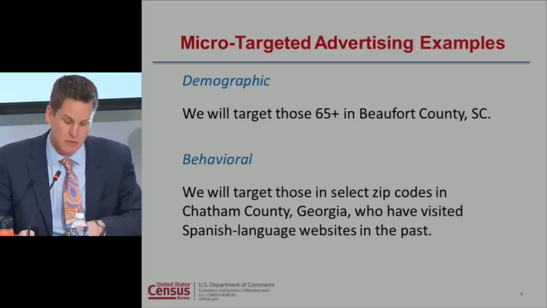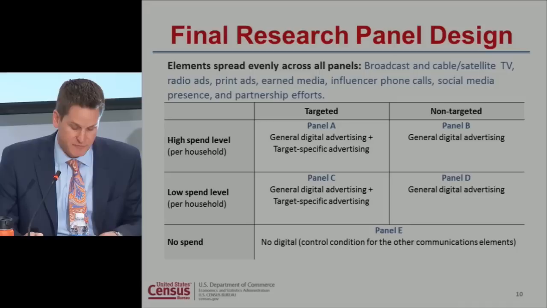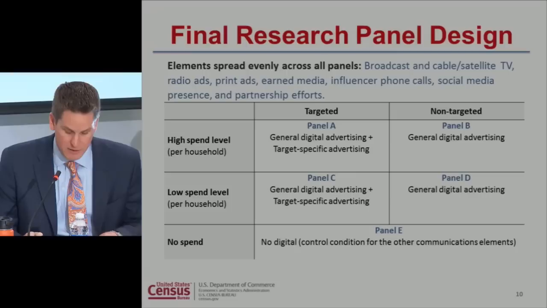So here is the final research panel design that we've come up with. Working with the Research and Methodology Directorate, we have finalized our research panel design, and we actually added a fifth panel since the last PMR, what we're calling Panel E. That panel will not receive any digital media, but will serve as a control condition for all the other communication tactics that will be employed during the test. The other four panels are cross-targeted and non-targeted advertising and spending level, which correspond to the research questions that I mentioned earlier in the presentation.